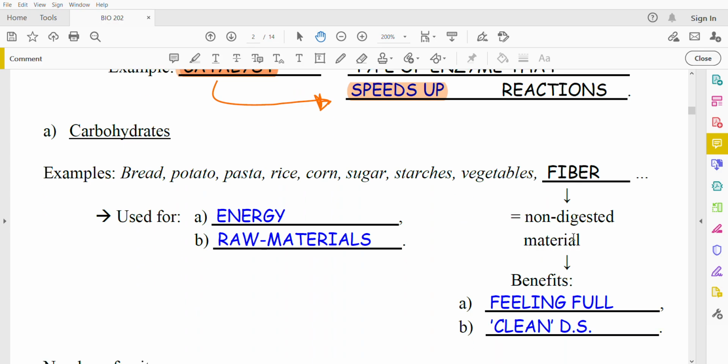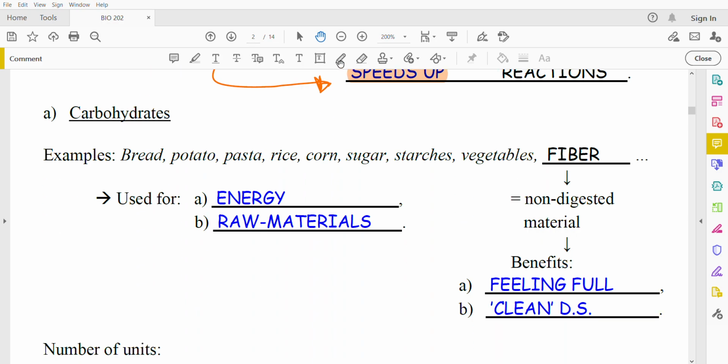And now that we have covered the very basic concepts of this chapter, we can actually move on to have a look at different kinds of macromolecules that we might have. So in this chapter, we covered carbohydrates, lipids, proteins, and nucleic acids. So we'll start with the carbs. So let's have a look at the carbohydrates.